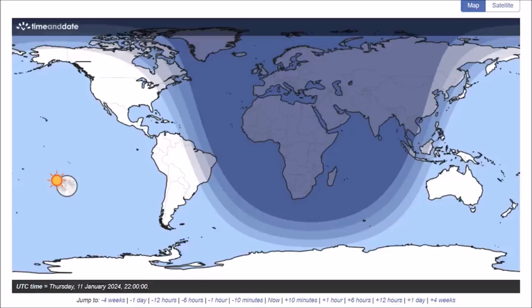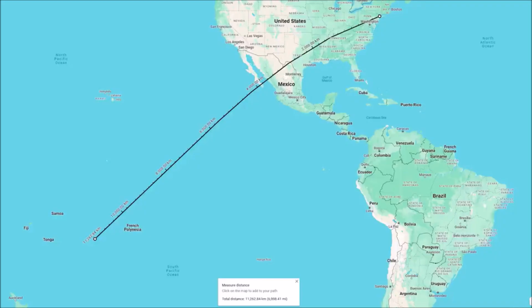When I was viewing those planes in New York, they were in the region of 225 kilometers or 140 miles away from me. They were cruising around 35,000 feet or 10,600 meters. Now, based on time and date sun-moon map, at the moment I took that photo, the ground position of the sun was around the Cook Islands in the South Pacific, about 11,260 kilometers or 7,000 miles away from me.